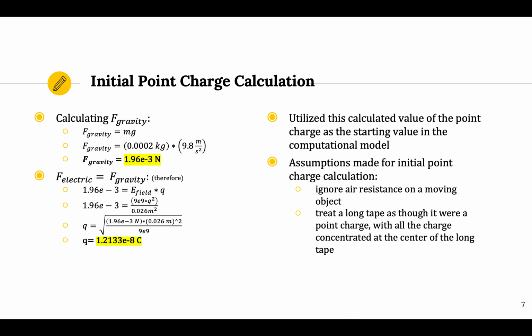So this is the initial point charge calculation as we did in Lab 1. My calculation for F gravity was 1.96 times 10 to the negative 3 newtons, and coming out for my F electric, Q equals 1.2133 times 10 to the negative 8th coulombs. And just looking at the assumptions that we made for the initial point charge calculation, air resistance was ignored on moving objects, and the long tape was treated as if it were a point charge with all charge concentrated at the center of the long tape.